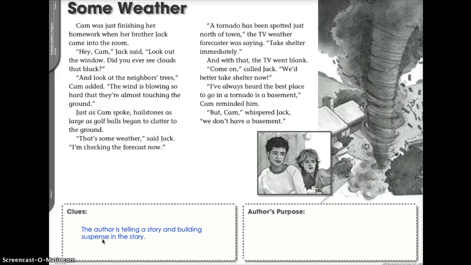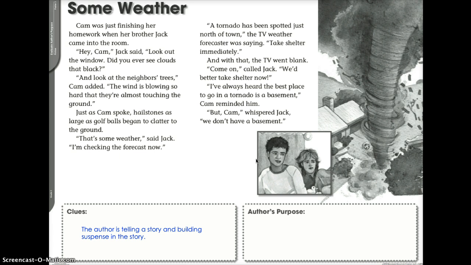The first thing we notice is the illustrations. What do the illustrations show? Okay, so you see a boy and girl and a tornado whirling around a neighborhood. Okay, how does this help you figure out the author's purpose? It shows, I would say, that the author is trying to build suspense or concern for the boy and the girl.